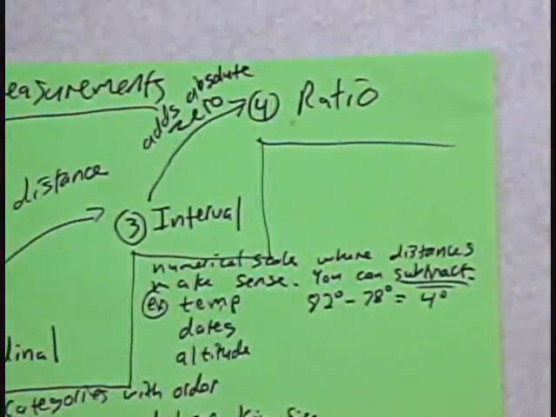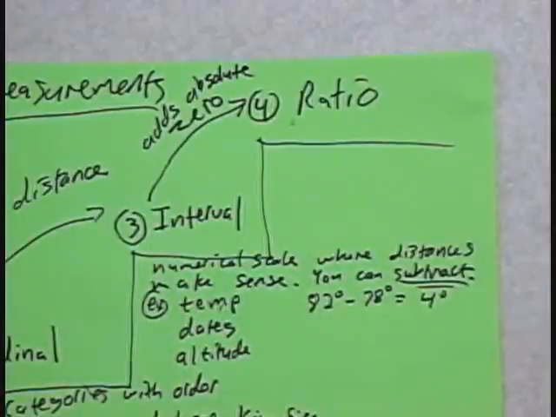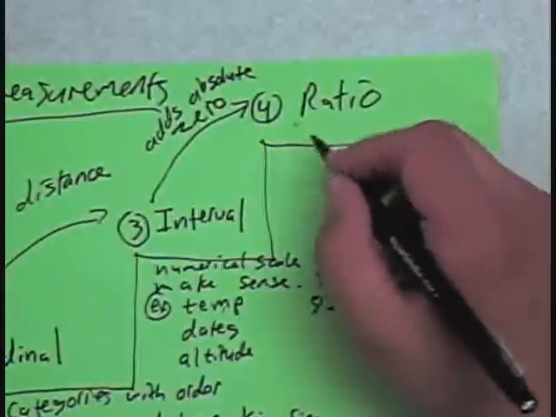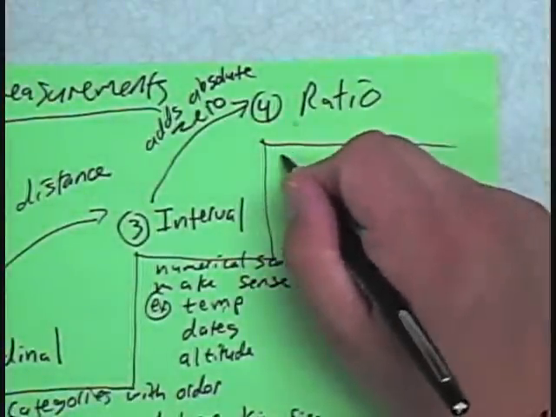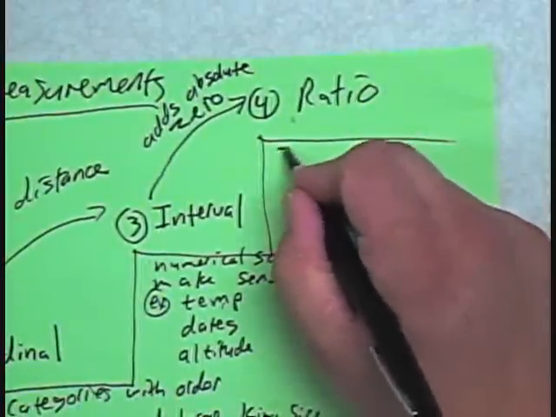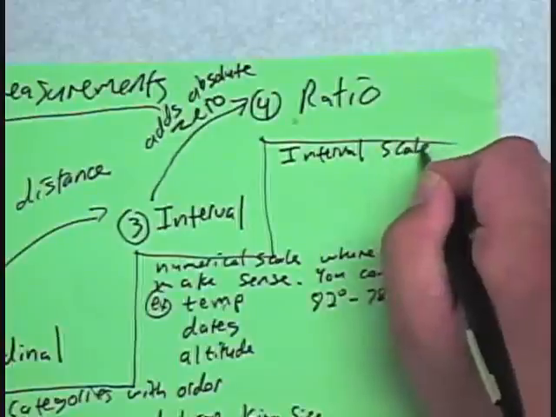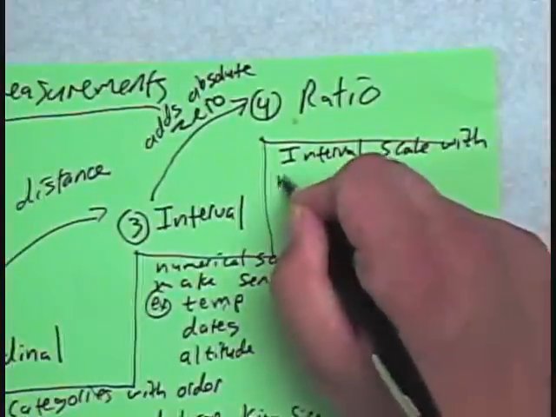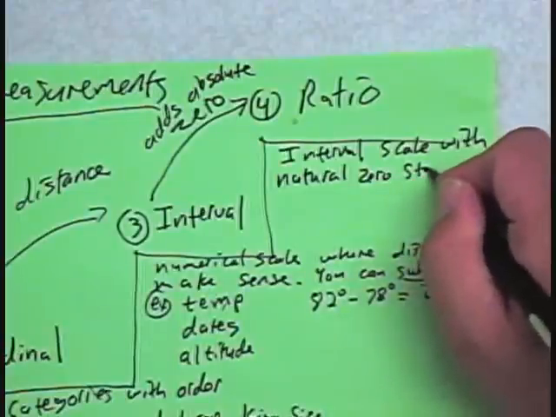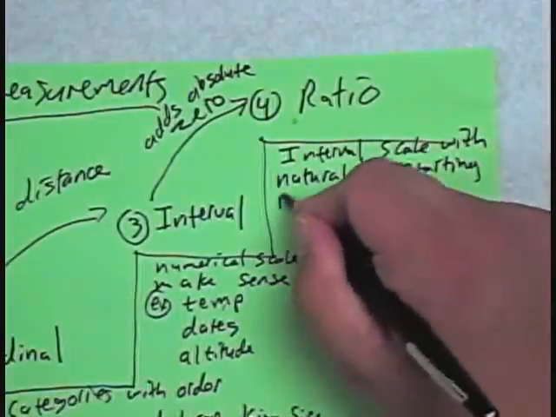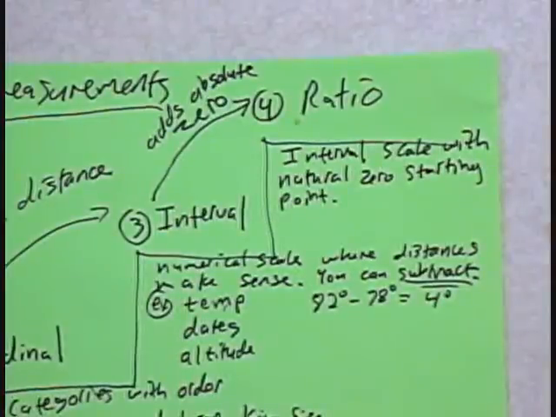So the ratio scale adds an absolute zero to the interval scale. An absolute zero is a natural zero starting point. So what I would say is a ratio scale is an interval scale with a natural zero starting point. In other words, zero was not arbitrarily chosen.